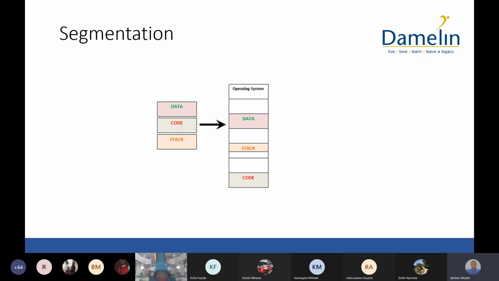Segmentation as well. It means the program is divided into segments, which is different from pages. Pages are fixed length. Segments are not fixed length. They are variable length, which means they vary in size. Okay, and so you can see that the program is divided into its sections, and it's put in non-contiguous frames.